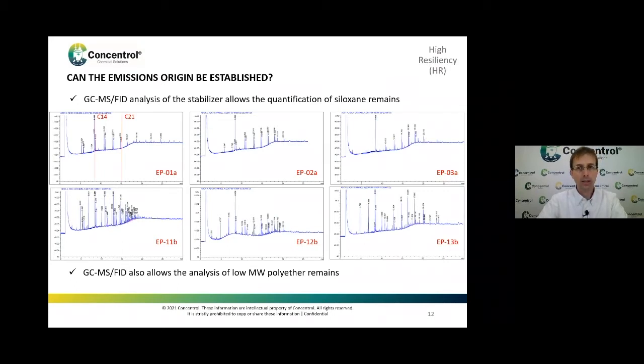It will allow us the measurement of all the volatiles that are classified as VOC and as fogging. An example of these chromatograms is shown in the slide, where we can see that the values obtained for experimental product 11B have more peaks than, for example, the chromatogram of EP03A. So we can easily see which of the surfactants will have a higher contribution to the emissions.